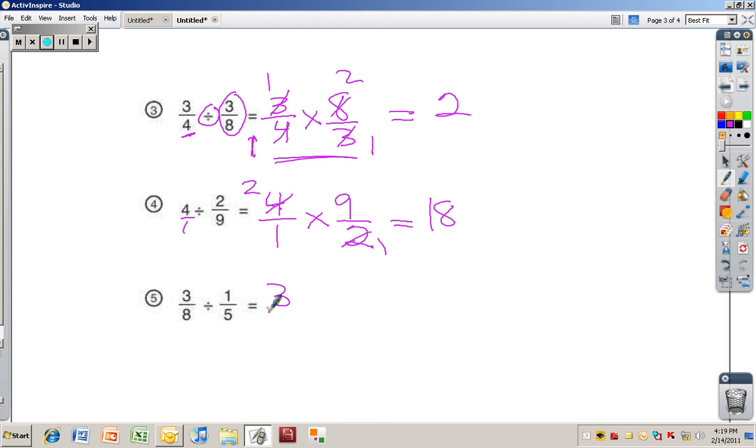The next one, 3/8 times, changing this to times, invert that one, 5 over 1. There's nothing I can do to reduce this before I multiply, so I get 15 over 8, and 8 goes into 15 one time with a remainder of 7, so the answer is 1 and 7/8.